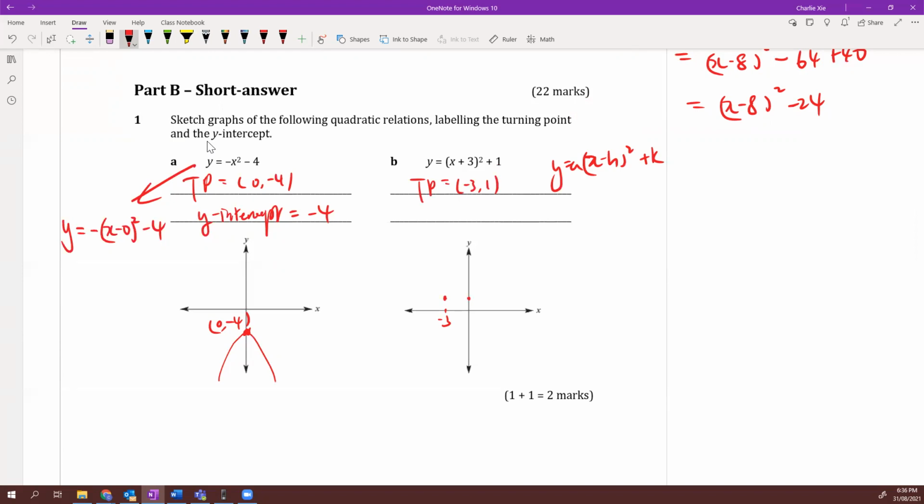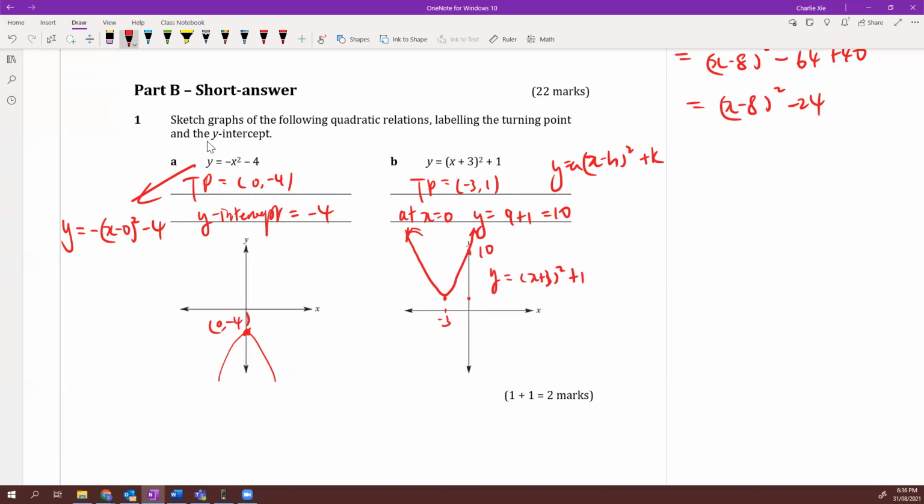And find your y-intercept at x equals 0. y equals 0 plus 3 squared, which is 3 squared, 9 plus 1, 10. Okay, 10 is about here, slightly more than 3 times this length. And here we go. That's your parabola for y equals (x plus 3) squared plus 1.